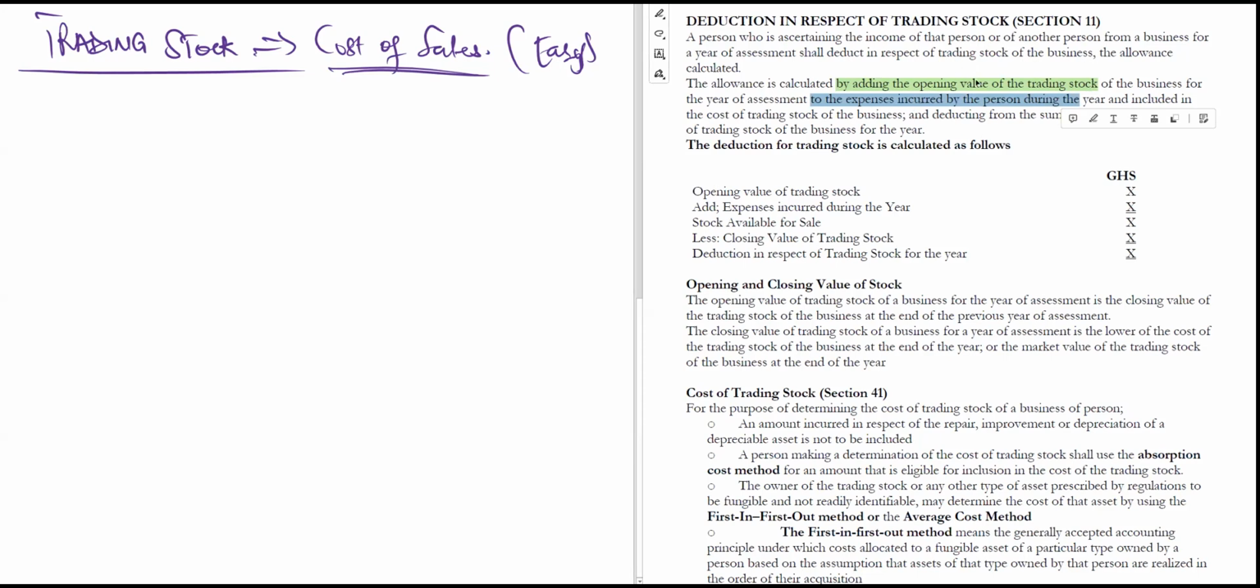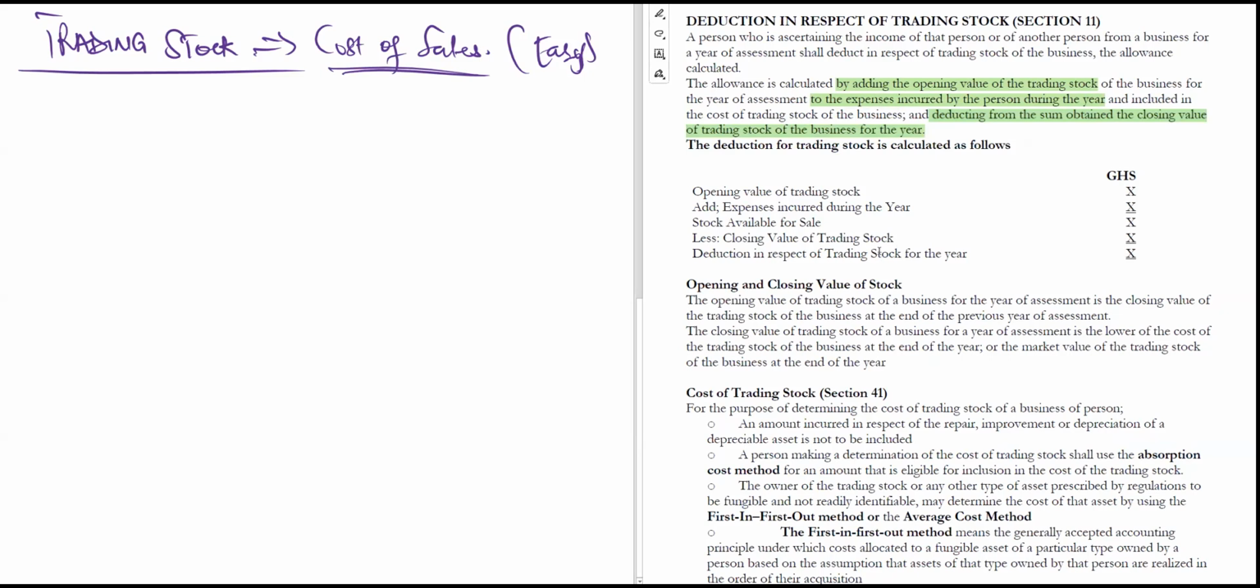So adding the opening value of trading stock of the business, I get it, for the year of assessment to the expenses incurred by the person during the year. Okay, that's your trading expenses. And included in the cost of trading stock of the business, right? Those are the expenses. And then from there, you are going to deduct from the sum obtained the closing value of trading stock from the year. Okay, and this is your cost of sales.